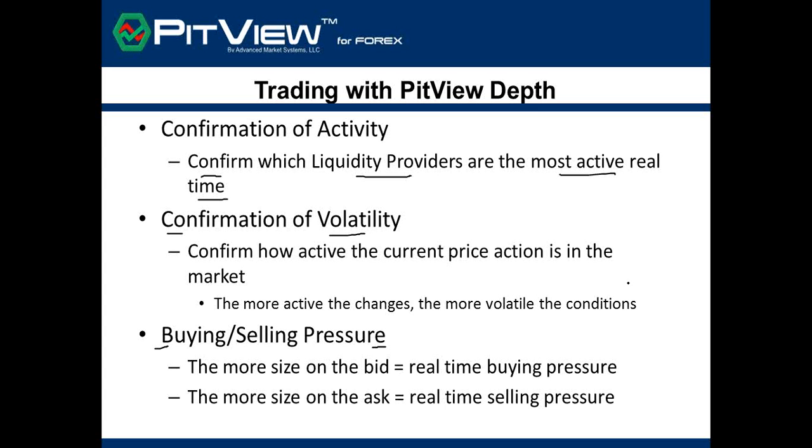So the more yellow on the screen and the more green on the screen, if you will, it's showing you that there's far more activity on the buy price than there is on the sell price, which is the offer, and vice versa. So when you see that the more size and the colors favor either the bid or the ask price more, it's giving you an indication of real-time buying and selling pressure.